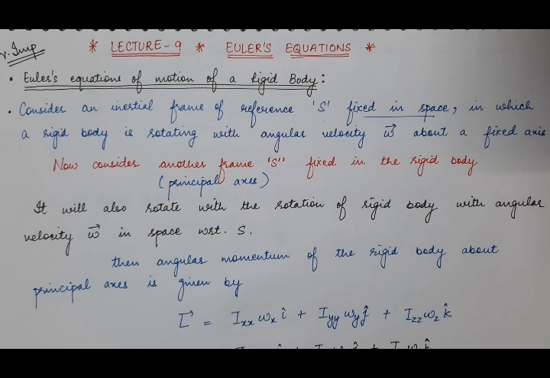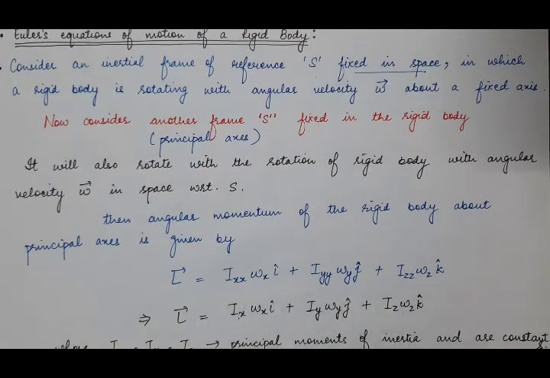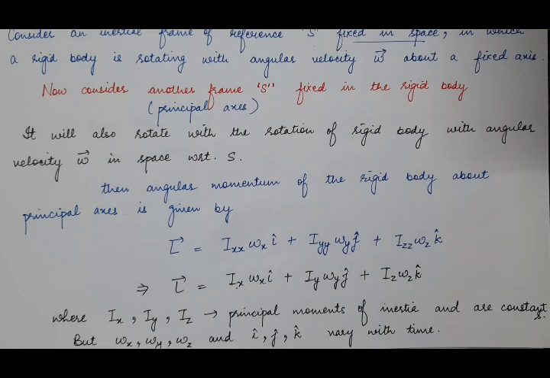And we know the angular momentum of the rigid body about the principal axis. We have derived this in our previous lecture, and it is this. And we can also denote Ixx by Ix, Iyy by Iy, Izz by Iz. And these Ix, Iy, Iz are the principal moments of inertia. These are the moments of inertia of the body about the principal axis. And as this principal axis is fixed in the body, these moments of inertia are constant and will not vary with time.